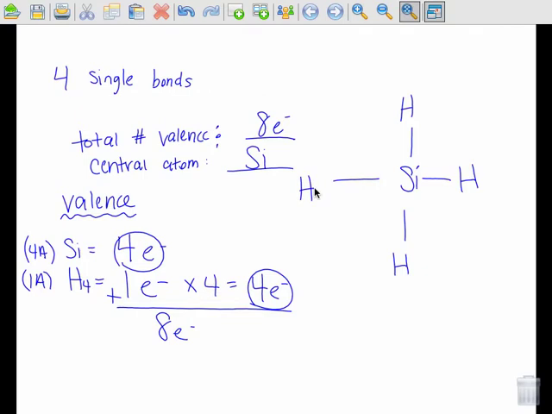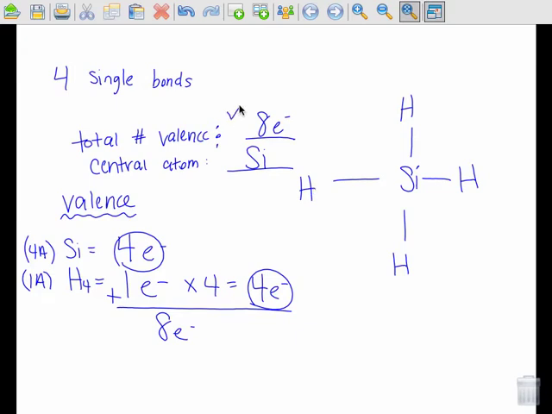So what I have here is silicon in the middle, with 4 single bonds attaching the 4 hydrogen atoms. Notice it looks like a cross because that means everything's even, nature likes to be even, and so forth.